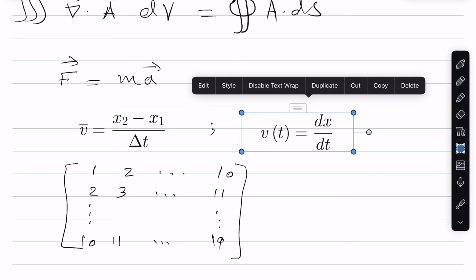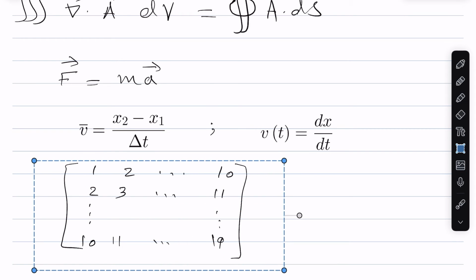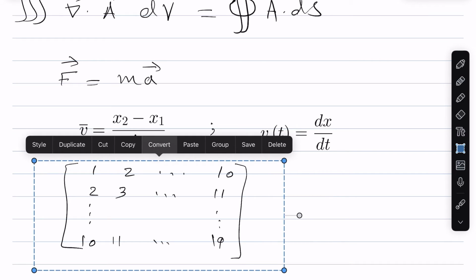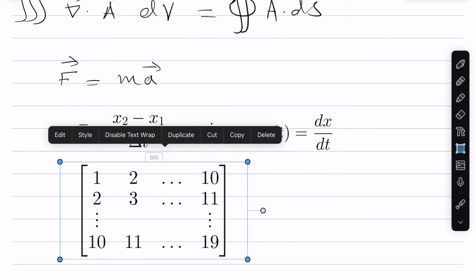Very well. And finally, what about this matrix? I would be surprised if it does this well. Well, fantastic. To be honest, I'm impressed.